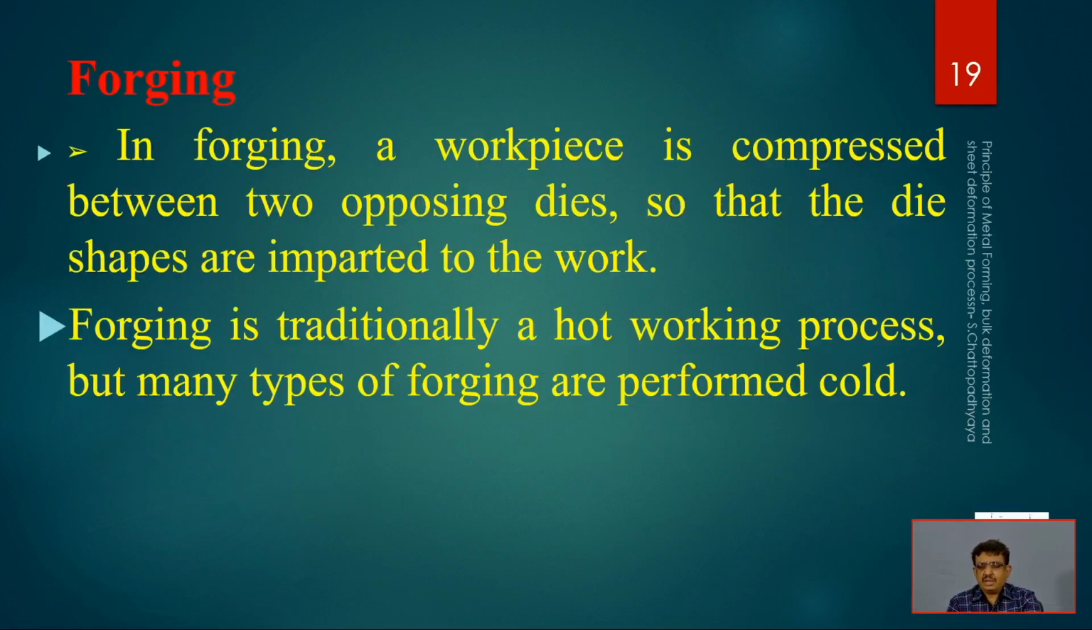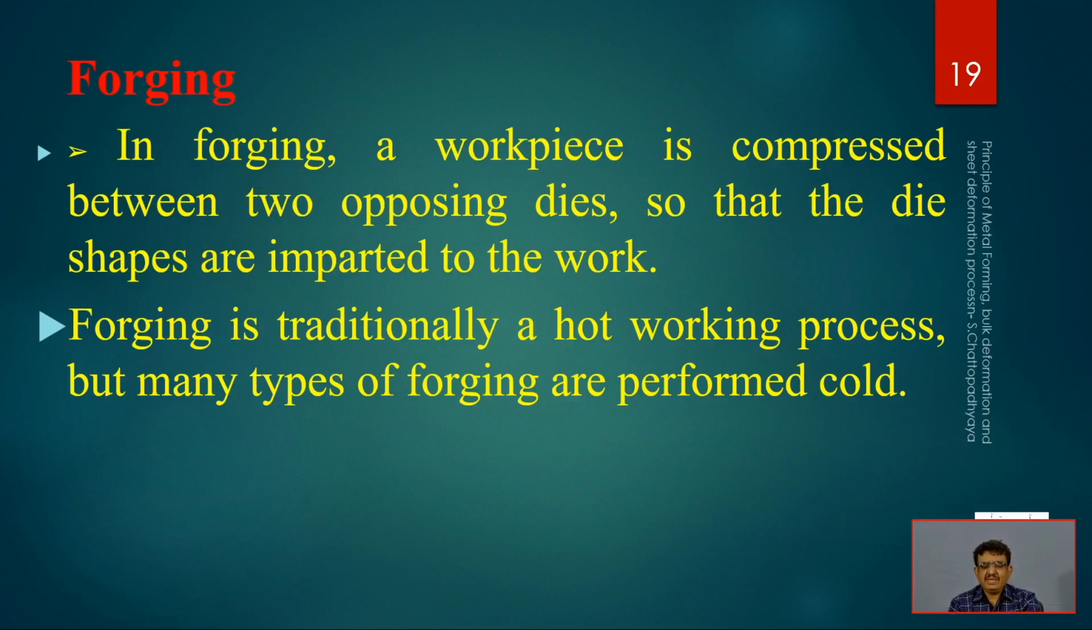So forging, the next class, is forging. In forging, a workpiece is compressed between two opposite dies, as we have already seen in the title slide, so that the die shapes are imparted into the workpiece. So there is open die forging, closed die forging, all those things.